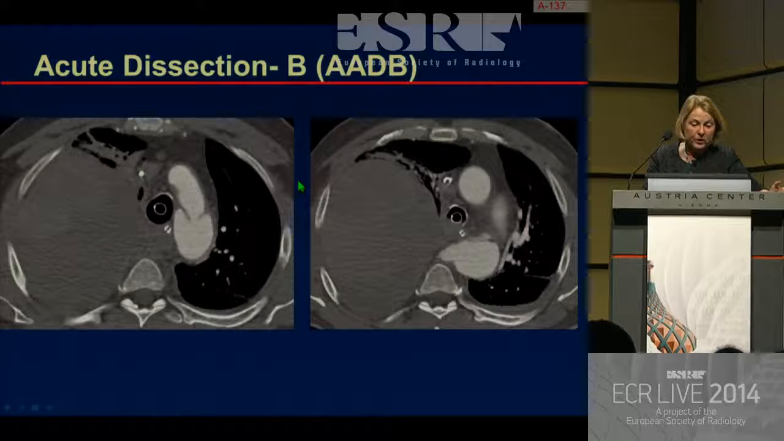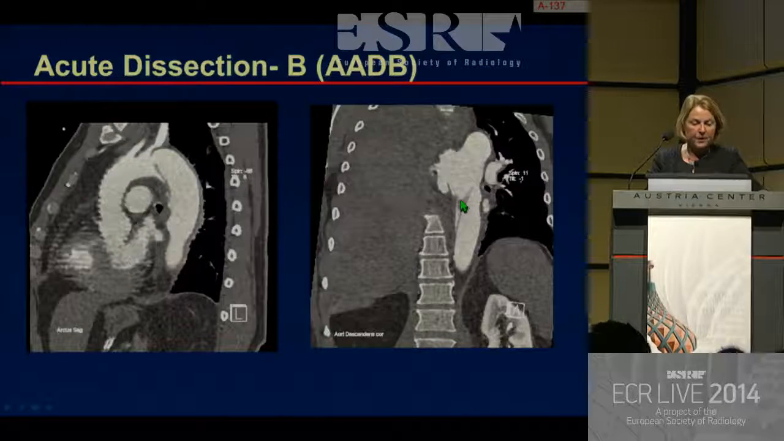Another complication in a patient here with a type B dissection. We see that only the descending part peripherally from the origo of the left subclavian artery is involved, but we see also the complication here. We see an ulcer here, and we see a huge hematothorax in this particular patient. And these are the corresponding reformations.